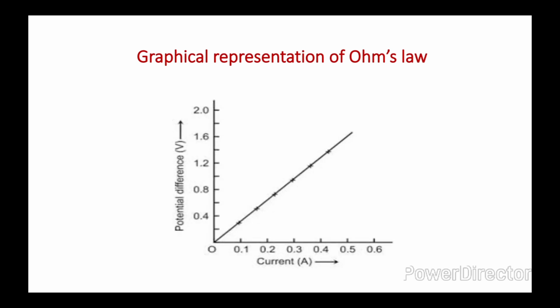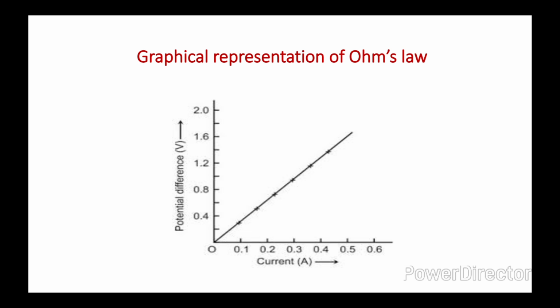So you will plot potential difference along the y-axis and current along the x-axis. So what is the nature of the graph? When you plot the current and the potential difference along the x-axis and y-axis, you will get a linear graph, that is nothing but a straight line. And one thing you must remember here is the temperature should remain the same. The temperature should remain constant. It is the condition. Then only the potential difference will be directly proportional to current.